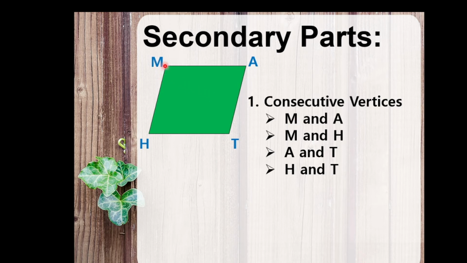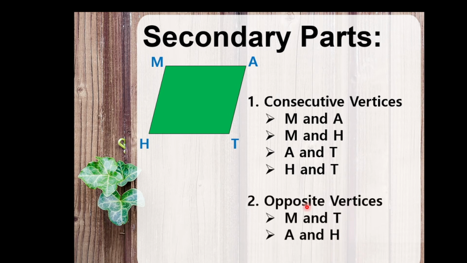So we have points M and A, A and T, T and H, and H and M. So we have 4 pairs of consecutive vertices. Next are the opposite vertices. Opposite vertices have no part in common. So we have point M and point T, and point H and point A. So we have two pairs of opposite vertices.